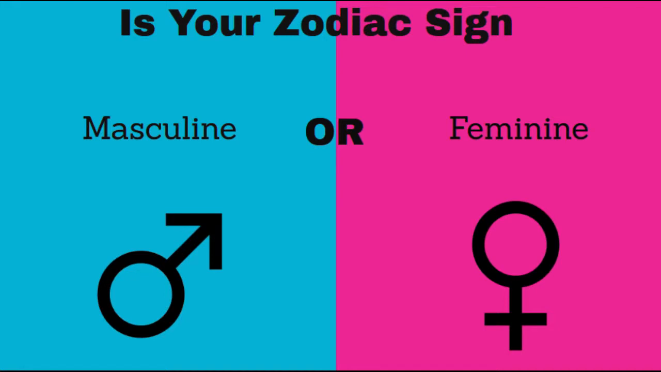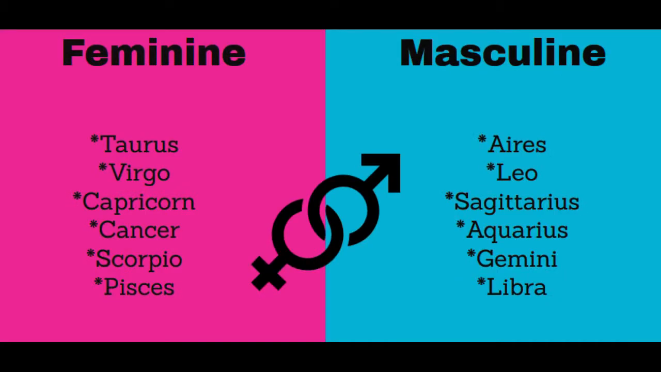Now that we have learned where the glyphs for masculine and feminine energy come from, now we will be learning which signs fall into which duality. I feel like I've said male and female, or masculine and feminine, a lot in this video. I'm going to switch it up. So starting with the ladies first. The following 6 zodiac signs fall under the feminine or passive energies: Taurus, Virgo, Capricorn, Cancer, Scorpio, and Pisces. Followed by the next 6 zodiac signs of a masculine energy or an active energy, which are the signs of Aries, Leo, Sagittarius, Aquarius, Gemini, and Libra.